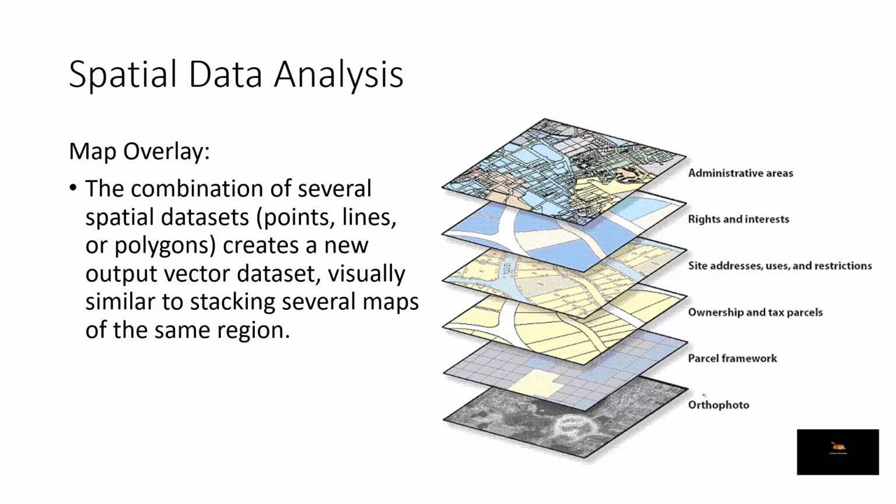So let's say from the orthophotos, which is an aerial photo obtained from photogrammetry work, you overlay it with a parcel framework, and overlay again with the ownership text parcels. So this is the key point right here. Overlay with the addresses, rights and interests, administrative areas. So let's say the administrative areas of that area. Let's say in Penang, in USM, Nibong Tebal.